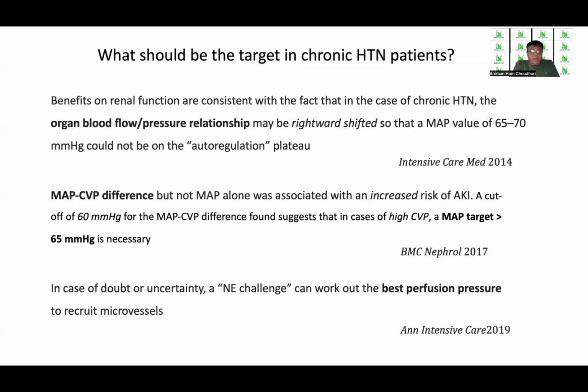Now, another important marker, instead of CVP, is the MAP minus CVP. Not MAP alone, it is MAP minus CVP that is associated with an increased risk of acute kidney injury. A cutoff value of 60 millimeter mercury for the MAP minus CVP difference suggests that in case of high CVP, the target should be more than 65 millimeter of mercury.